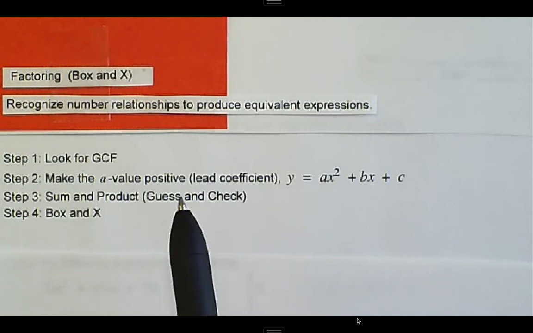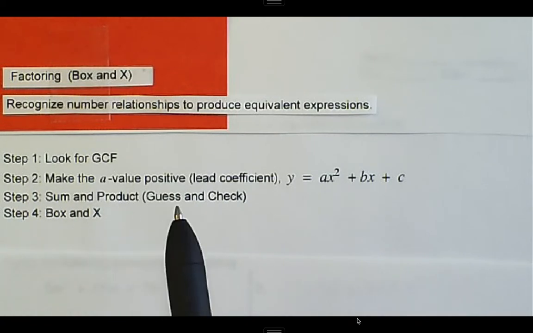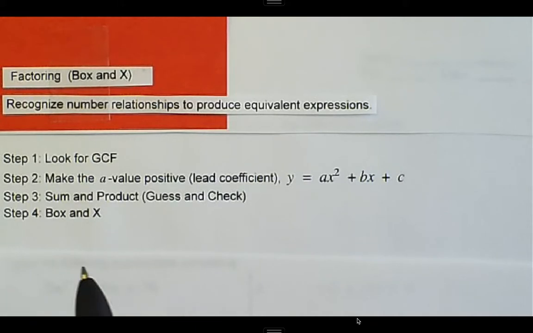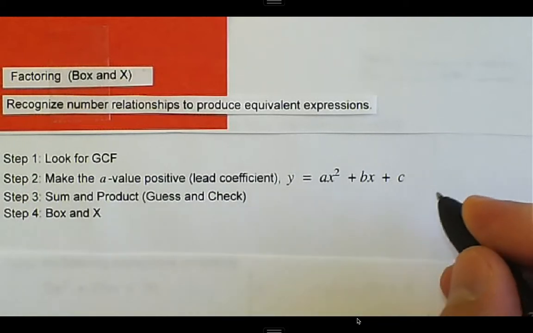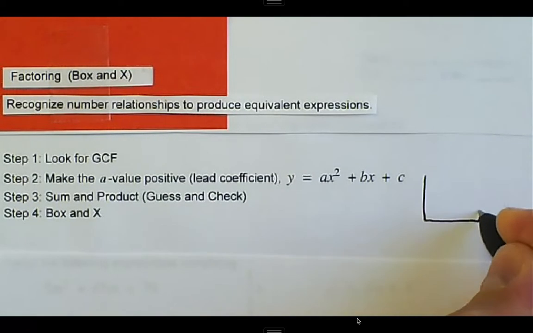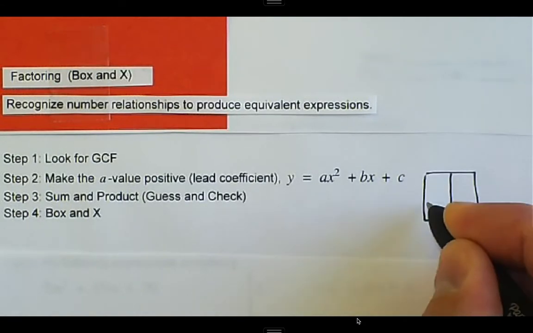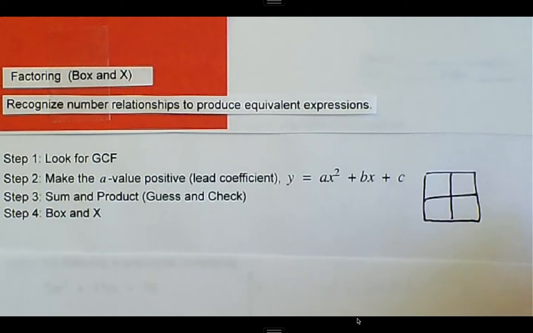Once we have those things all done, we can try to do the sum and product, which is basically guess and check to see if we can figure it out from there. If we cannot figure it out from there, then we have to do the box and X method. Or, well, there's multiple methods to do it. I'll show you one way where we have the box and X method.